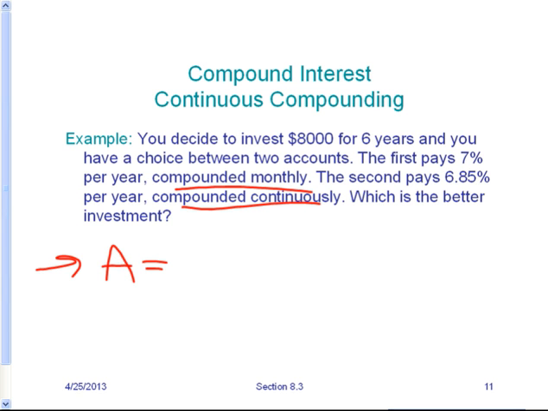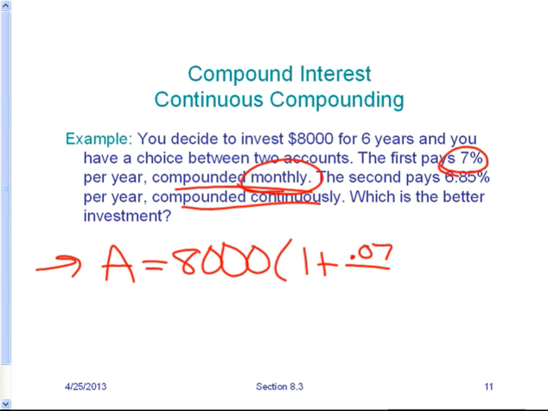So I'm compounding monthly, so I have $8,000 at 7% compounded monthly for 6 years. Plug that into your calculator, see what you get.